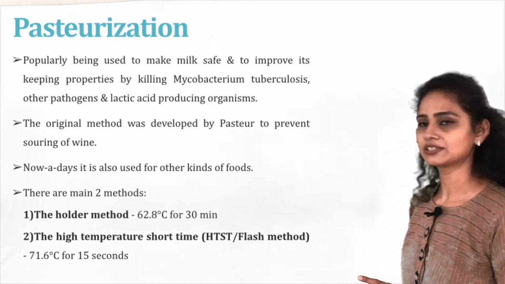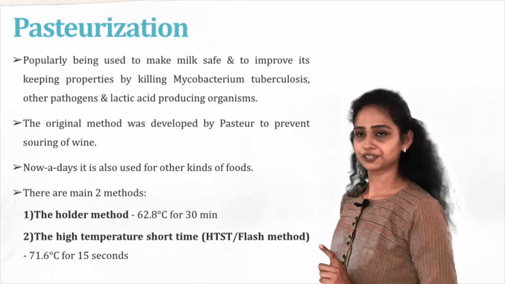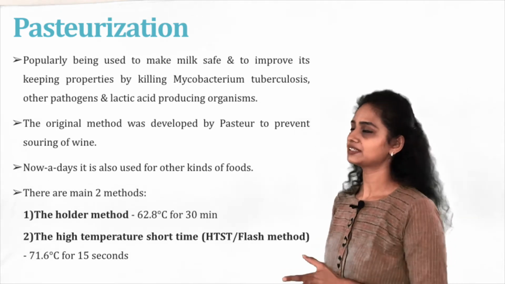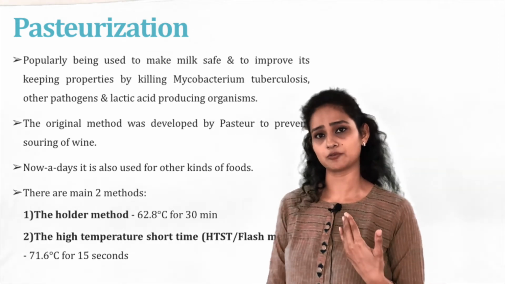First is Holder method, okay, which is performed at 62.8 degrees Celsius for 30 minutes. That means you have to heat your milk at 62.8 degrees Celsius for 30 minutes, and then you have to quickly cool it down, okay.